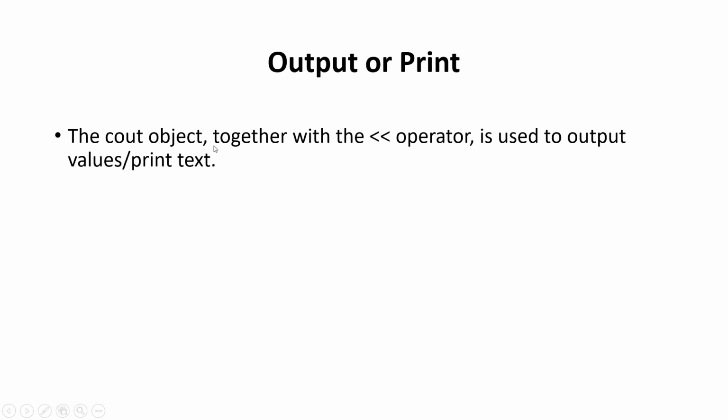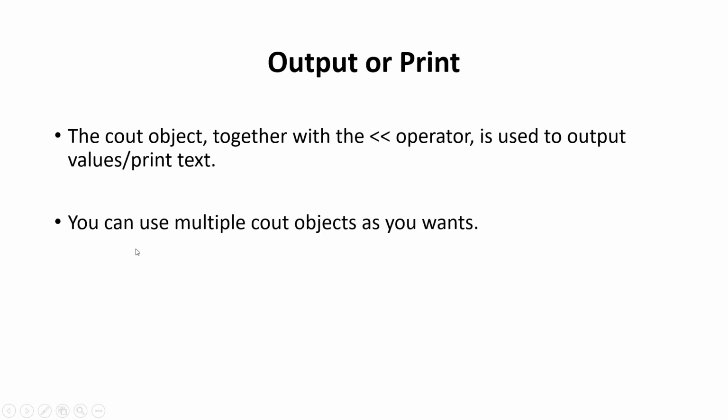The cout object together with the insertion operator is used to output values or print text. Cout is an object which is used to print something on the screen. You can use multiple cout objects as you want.